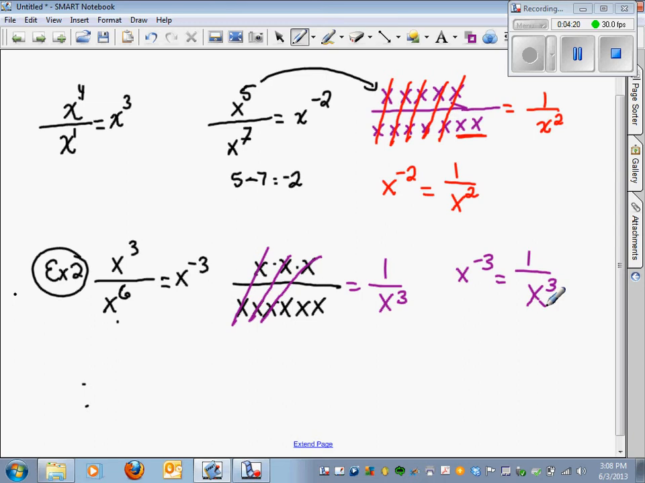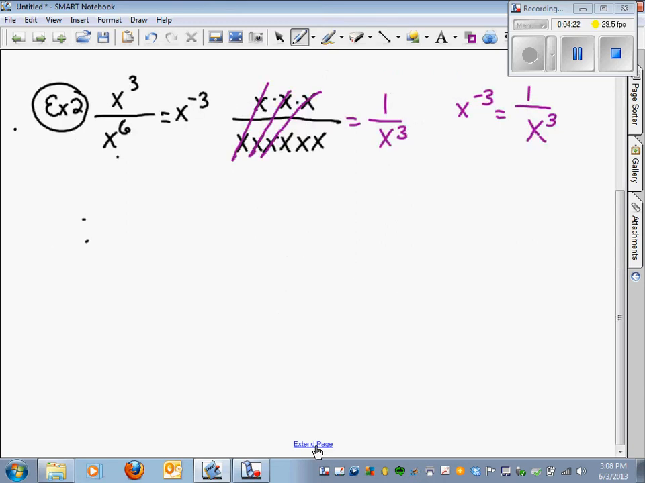So what we have is the idea that a negative exponent by definition means the reciprocal of the base. Now remember, the base is that number that's being raised to a power.